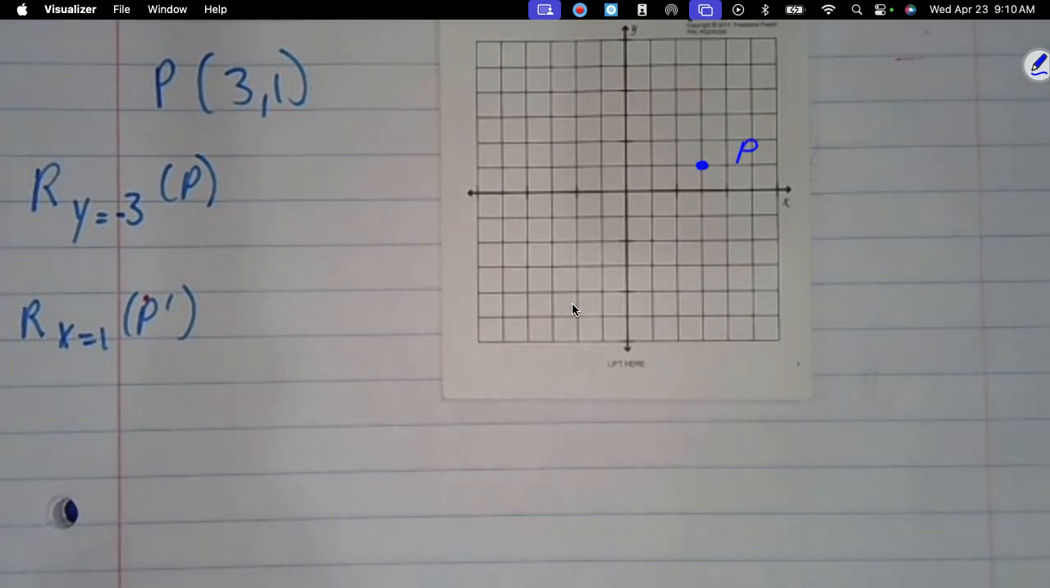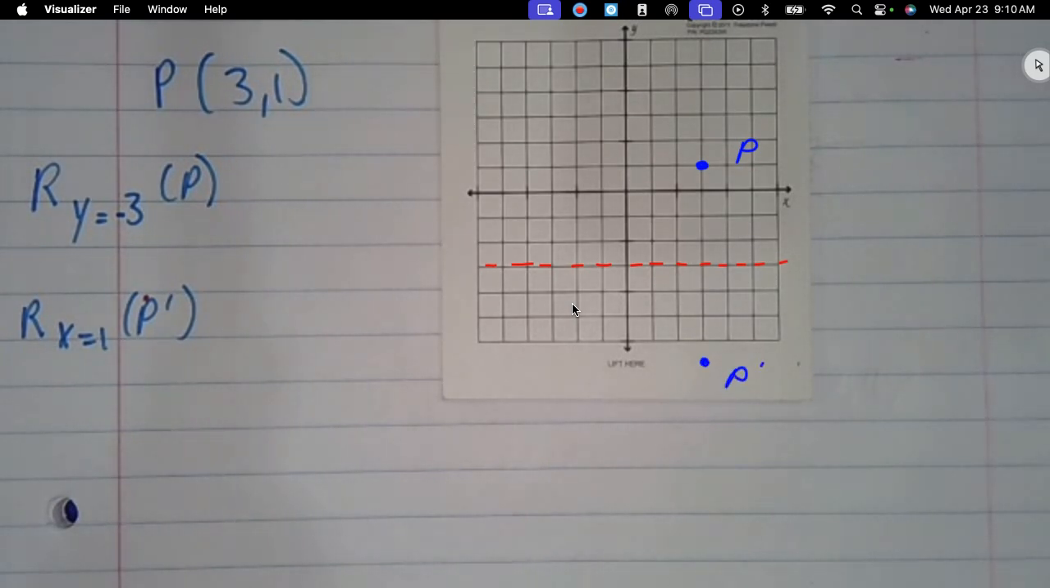And where do they want me to reflect that across? Y equals -3. Remember, that's a horizontal line. I'm going to draw that. 1, 2, 3. I'll just do a little dotted line. That's y equals -3. Everybody good with that? How many spaces am I from it? 1, 2, 3, 4. So I'm going to go 1, 2, 3, 4. Just barely off the chart. That's my new point. We call it P prime.